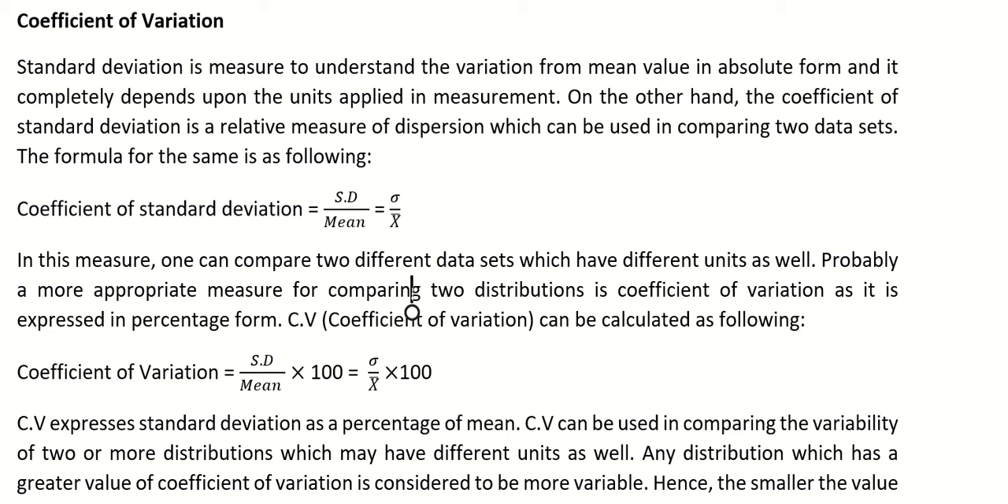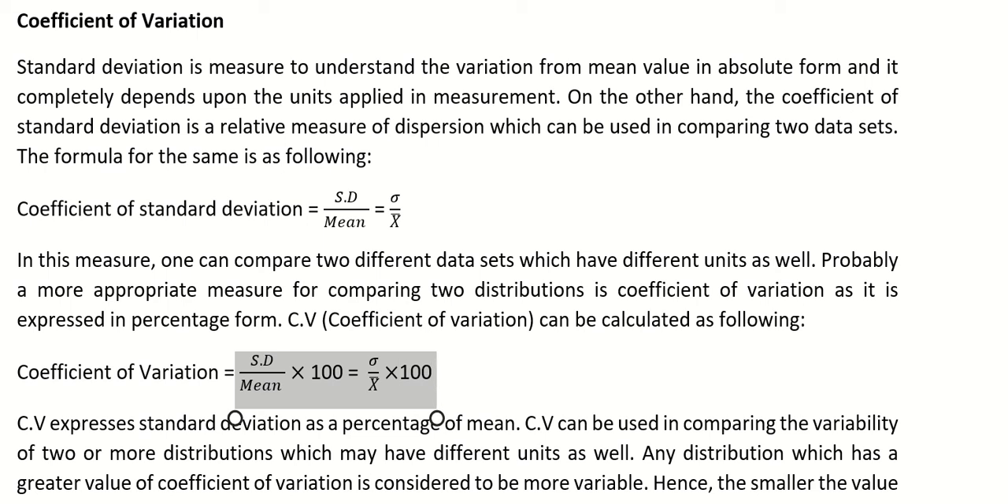So the next thing that comes into the picture is coefficient of variation. Coefficient of variation is quite related to standard deviation. It expresses the whole data set in percentage form. So here you can see the formula is standard deviation upon mean into 100. Coefficient of standard deviation shows the variation in absolute value. On the other hand, coefficient of variation shows the comparison in percentage form. Coefficient of variation is the best way to compare two or more different data sets.